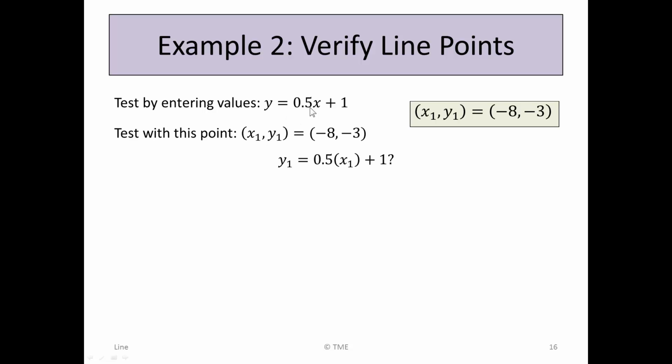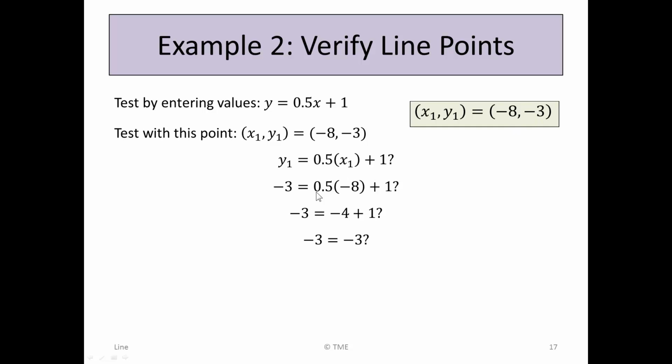So instead of using x and y, we'll use x1, y1. And we're checking, is (-8, -3) on the line? So we're saying y1 instead of y, x1 instead of x. y1 is equal to 0.5 x1 plus 1. Is it? We're wondering, is it on the line? So we substitute the values in.